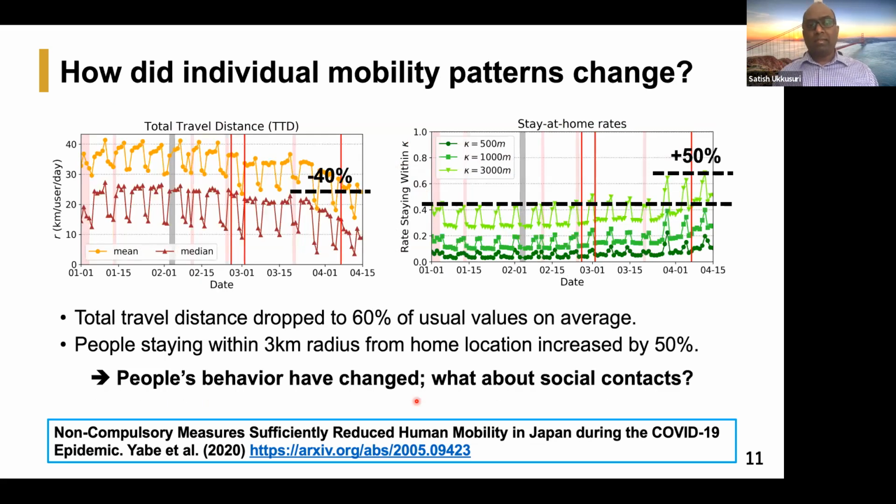And here is some more analysis of the mobility patterns, right? You can see the travel distance over this four-month time period that we have analyzed. This is about a couple of million users. We have this data every few minutes, right, for about four months. And you can see that the travel distance in these four months, as compared to sometime in early January, has reduced by about 40%. And the stay-at-home rates have increased by about 50%. The number of people who are staying at home has increased by about 50% from early January. So people staying within a 3-kilometer radius of their home location increased by about 50%.